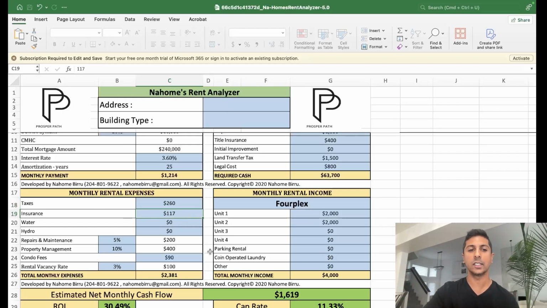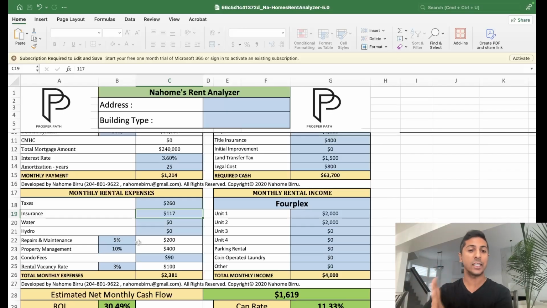We're going to pay $117 a month for insurance. In this example, this is a duplex where all of the units are self-contained, meaning the tenants pay their own utilities, so there are no water and hydro costs for us. For repairs and maintenance, people have different formulas on average. I like to take 5% of the gross rent that I earn and put it into a side account, and I don't even touch it.